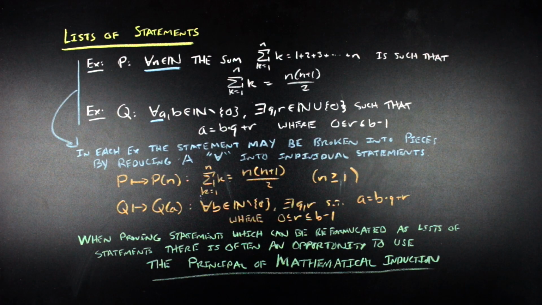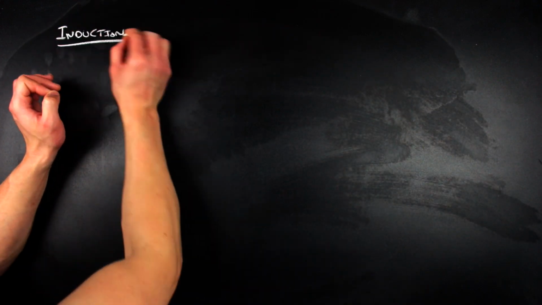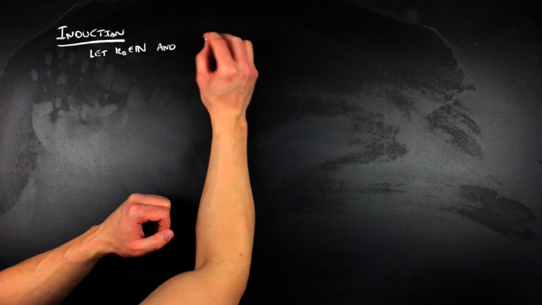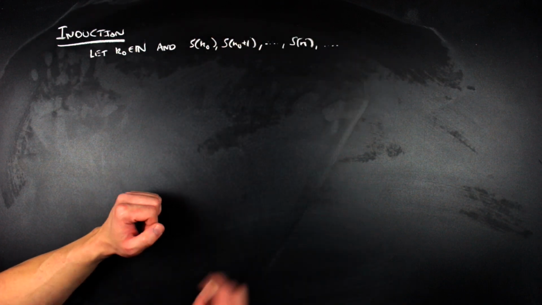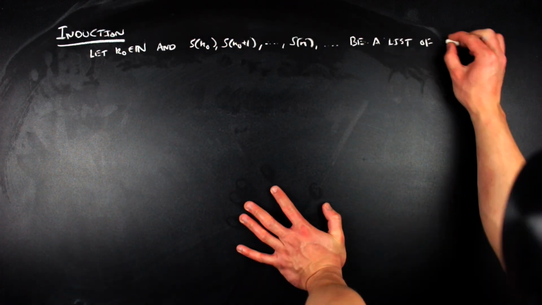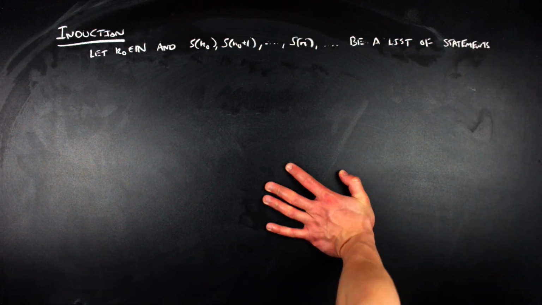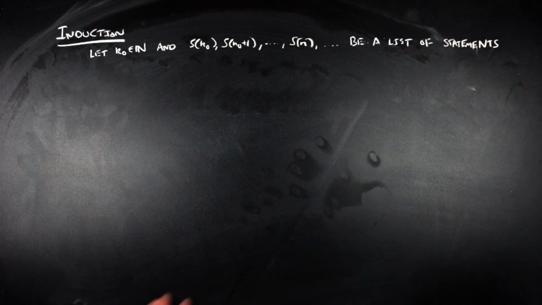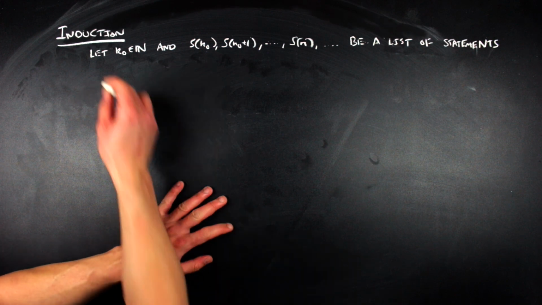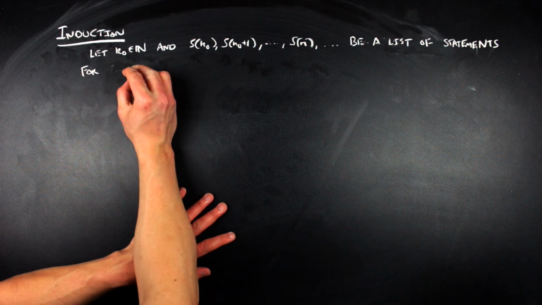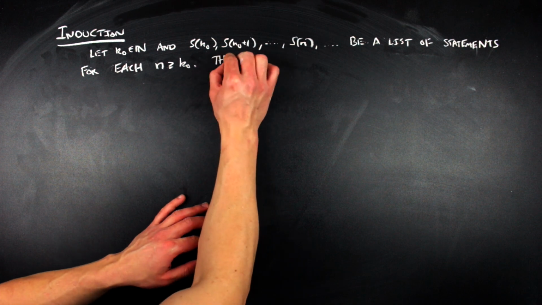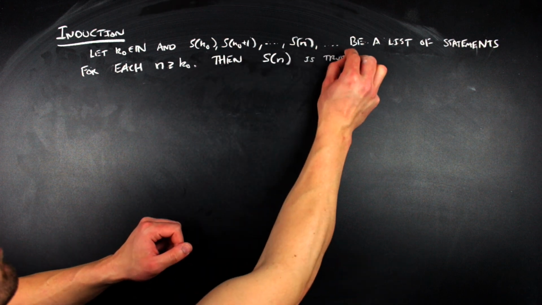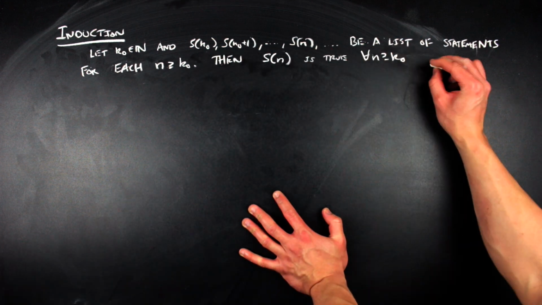So in order to start thinking about induction, we need to have a list of statements kind of like those examples. So what we do is we have some natural number, which we'll call k naught, and associated to k naught and all of the natural numbers greater than k naught, we'll have this series of statements, S of k naught, S of k naught plus 1, all the way up to S of n, and then S of n plus 1, and so forth. And so this list of statements for each n greater than or equal to k naught is going to be all true as long as the following two things hold.